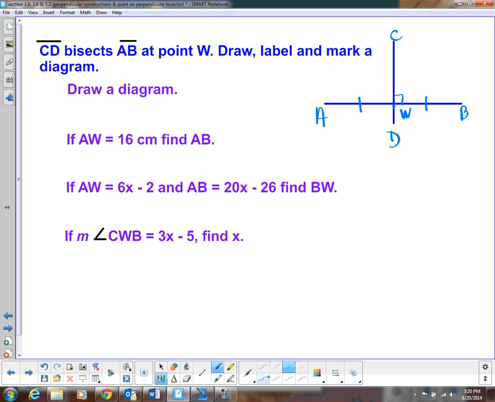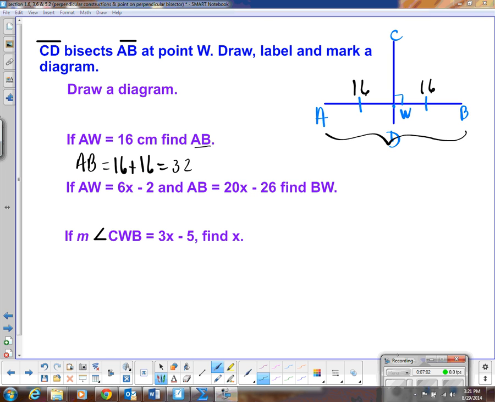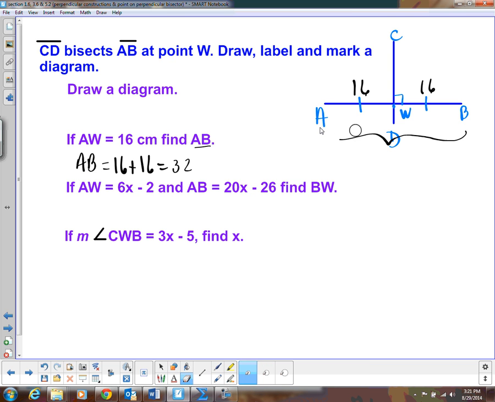Now if AW is equal to 16, that means the distance from here to here is 16. Find the distance from A all the way over to B. If this is 16, we know this is 16, therefore AB is going to be, notice I have to add, 16 plus 16 is equal to 32. If you add, subtract, multiply, or divide, you've got to show me work. All right, now let's put some algebra into this. So now we're going to say AW. Let me erase what I put up here.